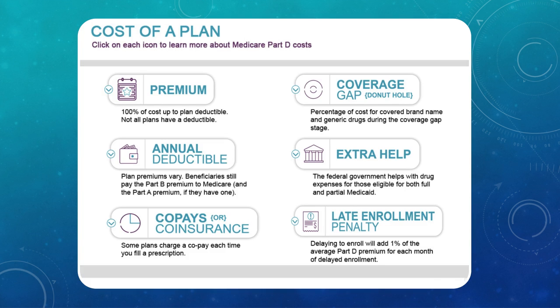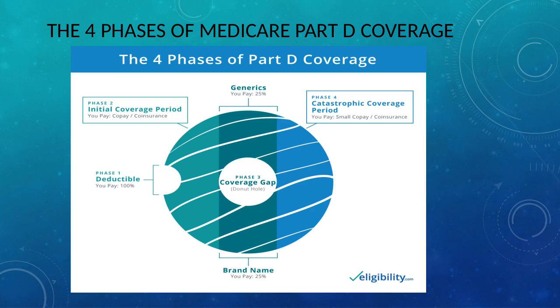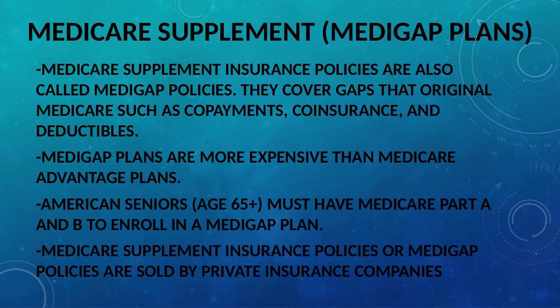And this is how you calculate the cost of a Medicare Part D plan. And these are the different types of prescription drug tiers. From the first is the least expensive to the fifth is the most expensive. So the least expensive is preferred generic drugs, then generic, preferred brand name drugs, non-preferred brand name drugs, and specialty drugs are the most expensive. And these are the 4 phases of Medicare Part D coverage. It tells you how much you would pay for each phase of Medicare Part D.